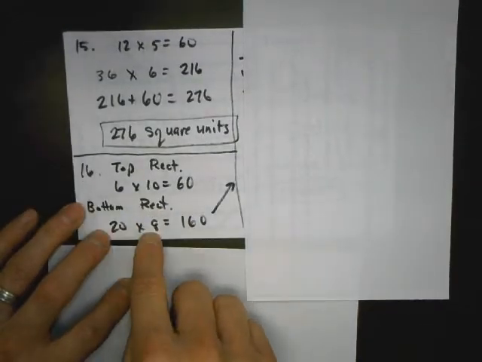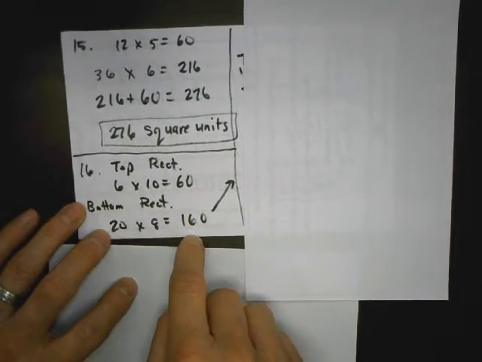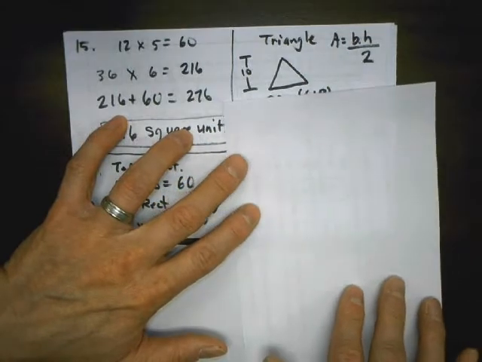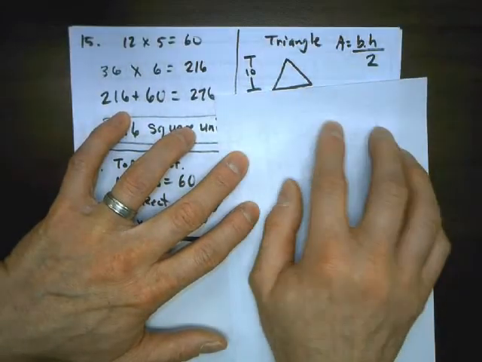So the 20 by 8 has an area of 160, because I go 20 times 8. And all I have left is that triangle. Triangle, the way we find here is base times height divided by 2. So I got to get the base.